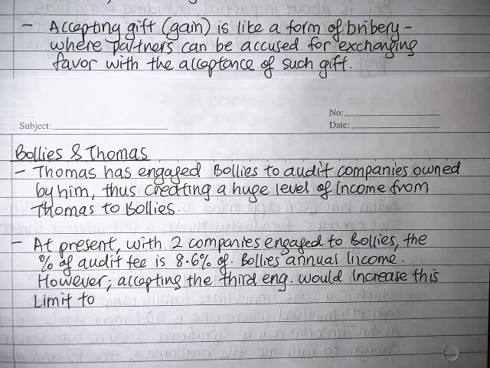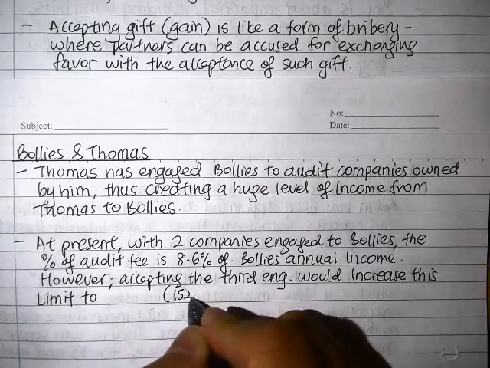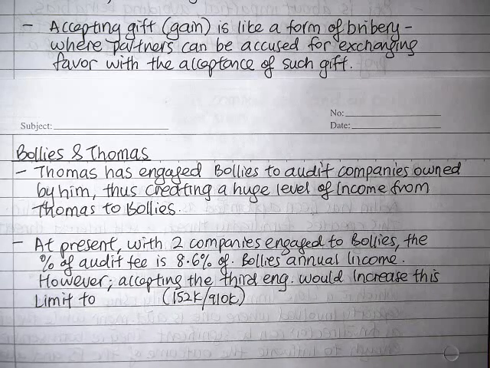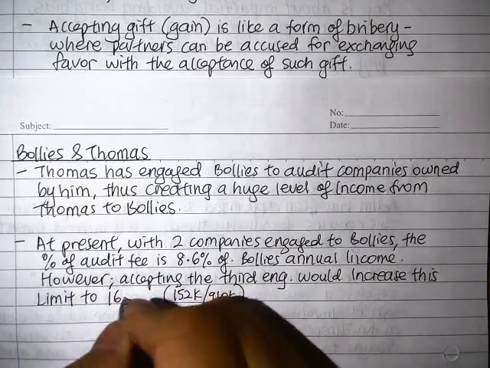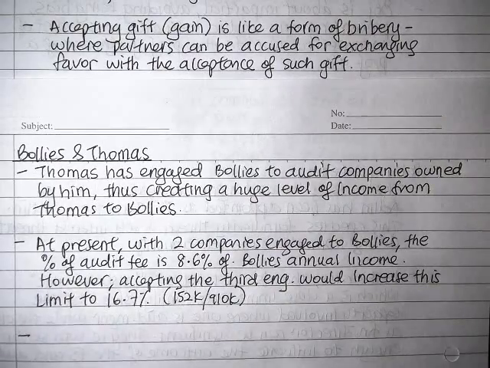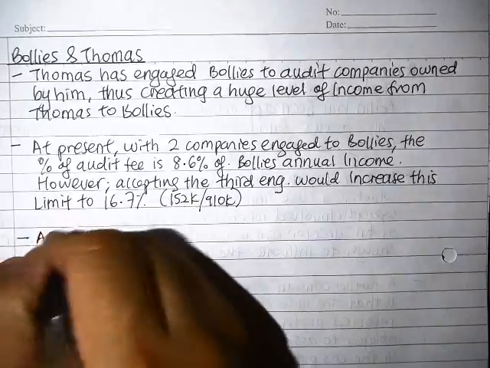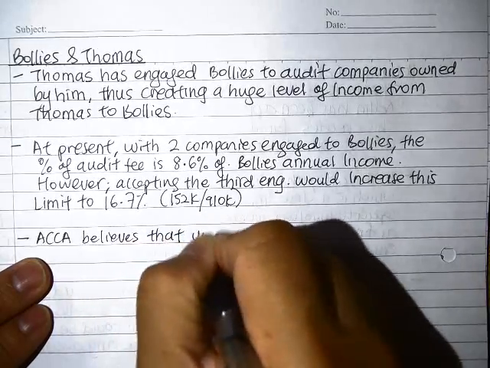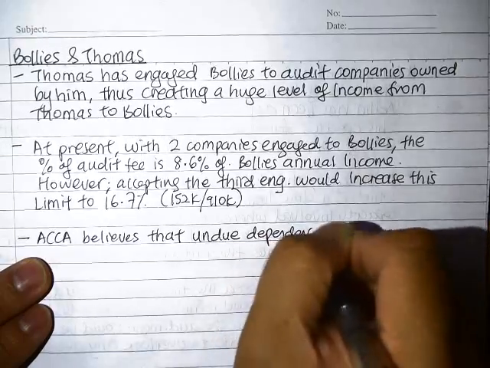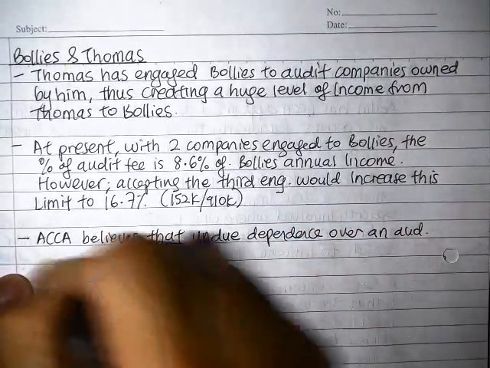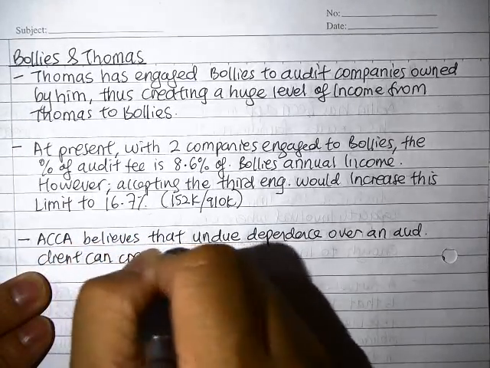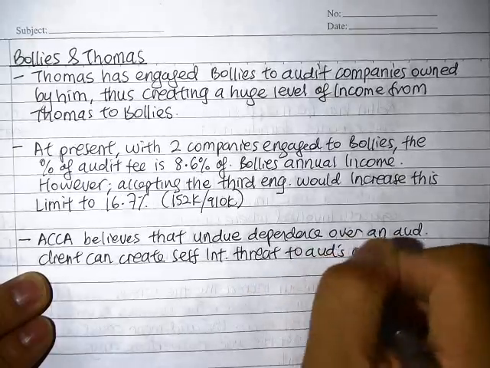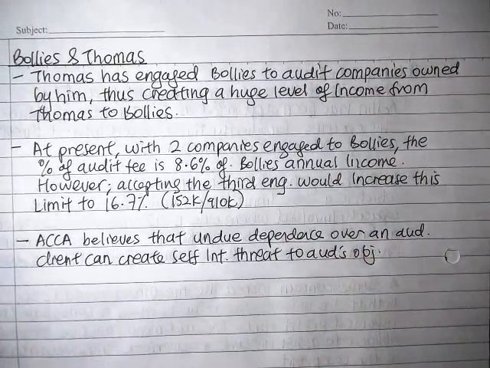Now, however, accepting the third engagement would increase this limit. So let's see. If you add another 80 plus 72, we're going to have 152, and of course your level of income will increase to 910. So 152 with 910 will increase to 16.7%. And what's the rule that's set by ACCA?